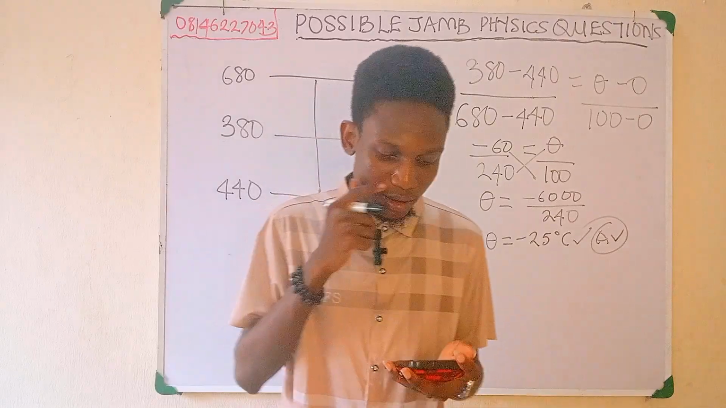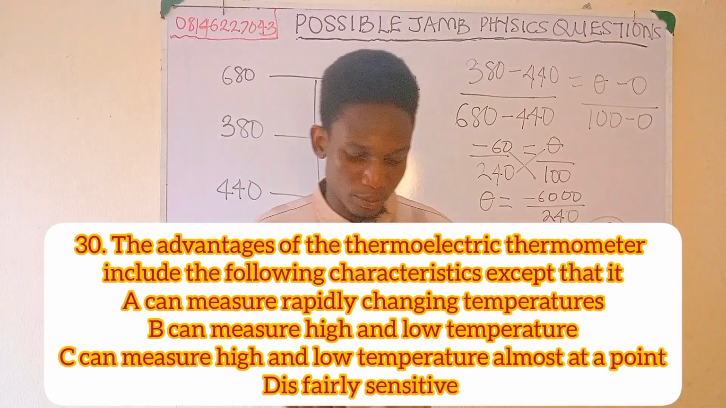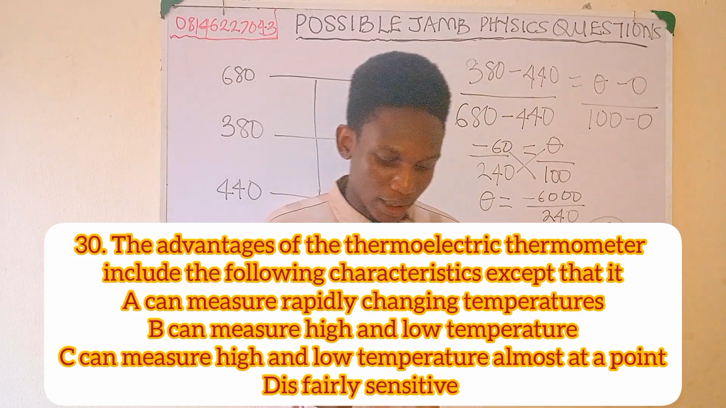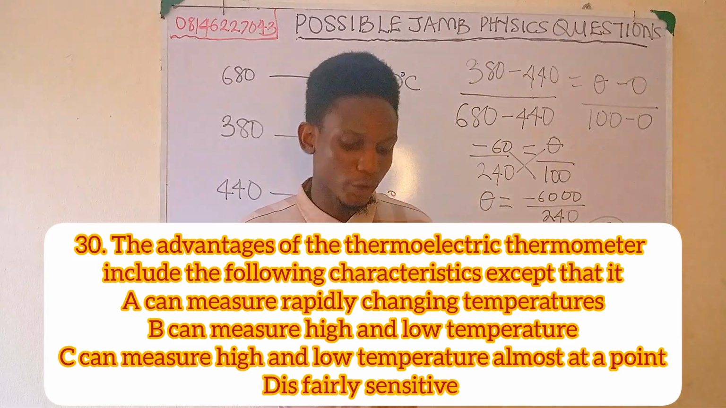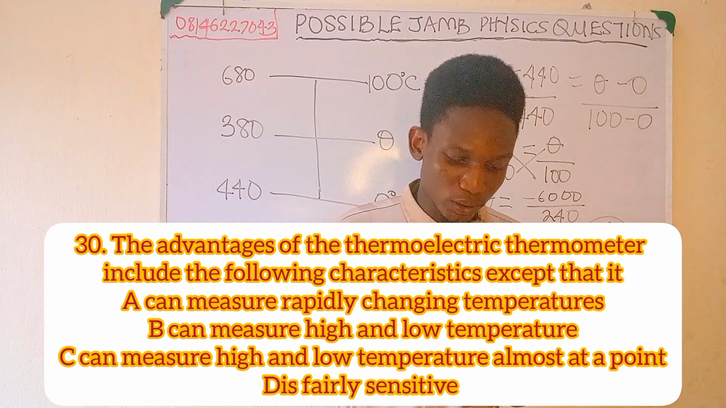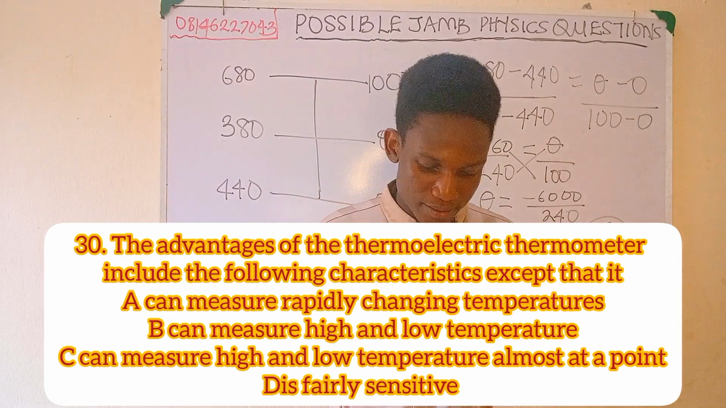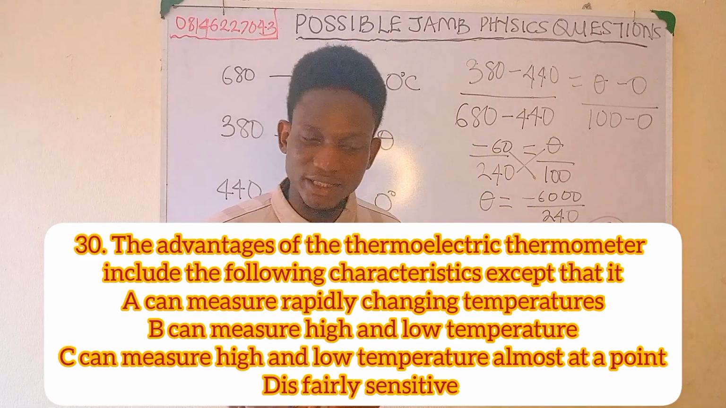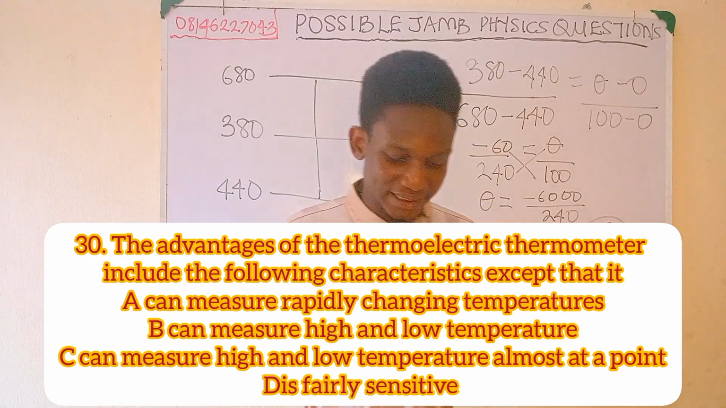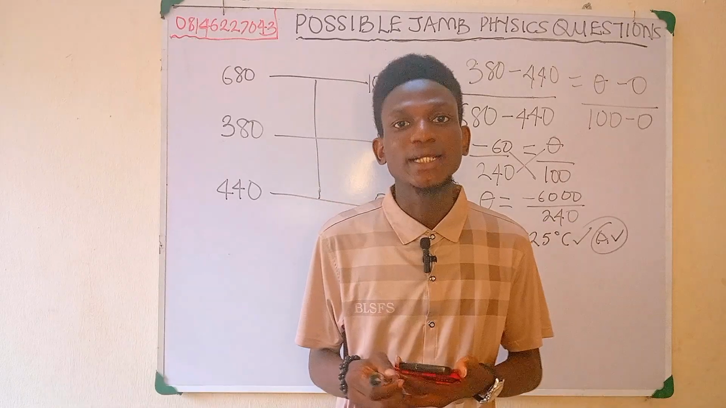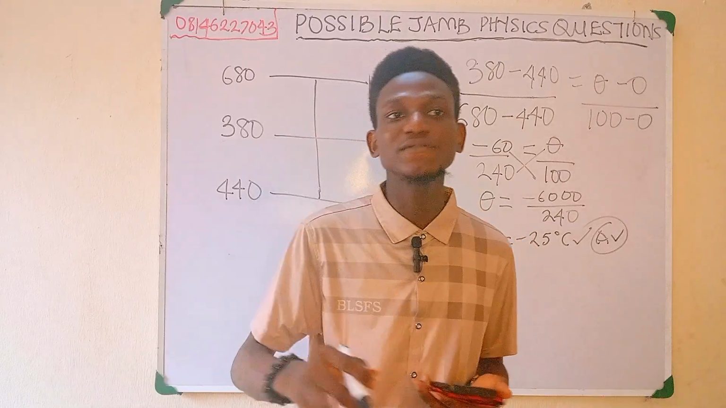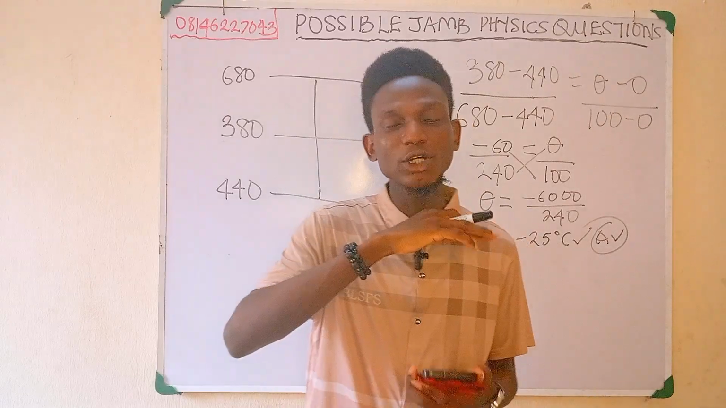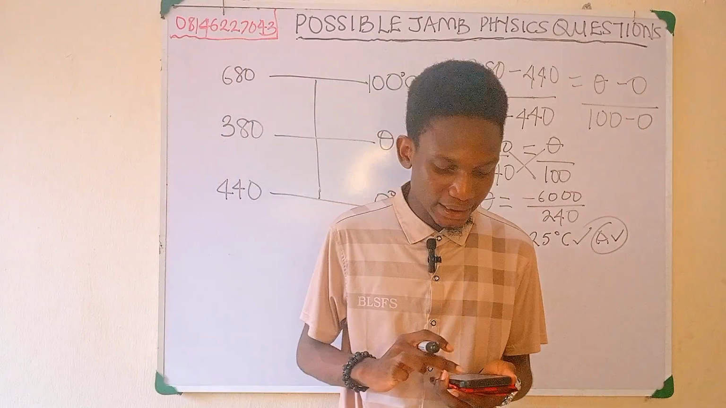Now, number 30 says the advantages of the thermoelectric thermometer include the following characteristics, except that it: A, can measure rapidly changing temperature, very correct. B, can measure high and low temperature, very correct. C, can measure high and low temperature almost at a point, very correct, because it's very sensitive. Now, option D says it's fairly sensitive, that's wrong. The thermoelectric thermometer is very sensitive. It can measure temperature at a point, high degree of temperature, low degree of temperature. So option D is wrong.